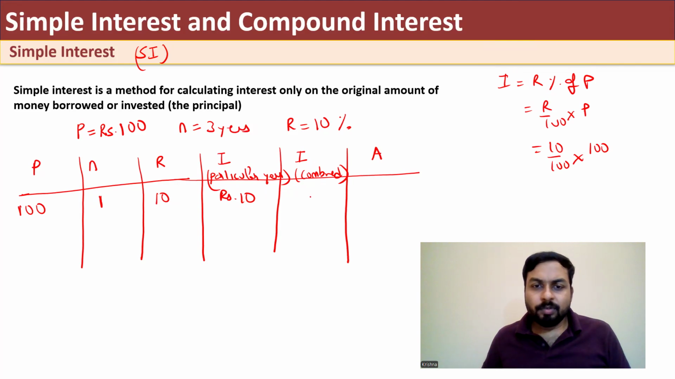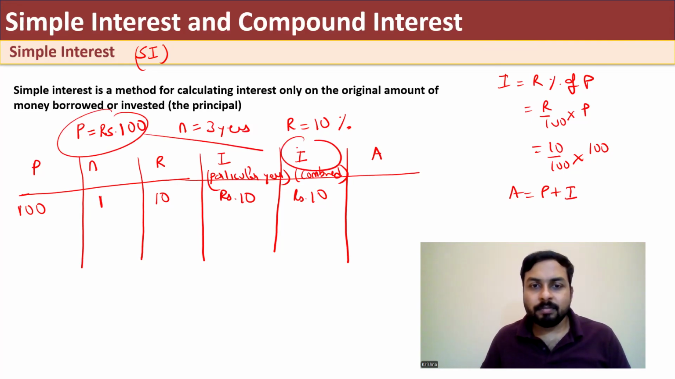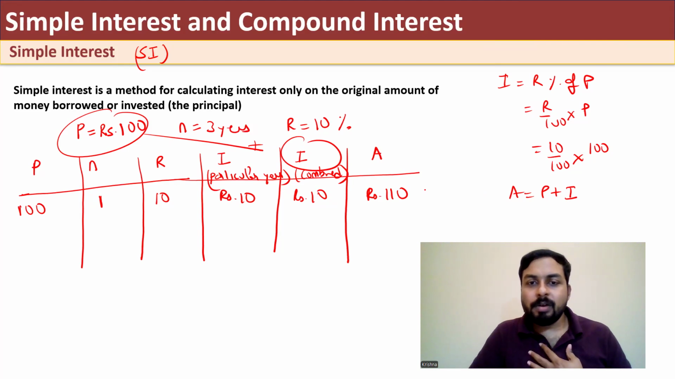This is the first year. So definitely the interest for that particular year and the combined interest will be the same. So 10 rupees. And what's the amount? Amount is principal plus interest. So 100 rupees plus the interest, which is 110 rupees, is the amount. So if I took 100 rupees at a rate of interest of 10%, and I'm returning it after 1 year, then I will return 110 rupees to the lender.